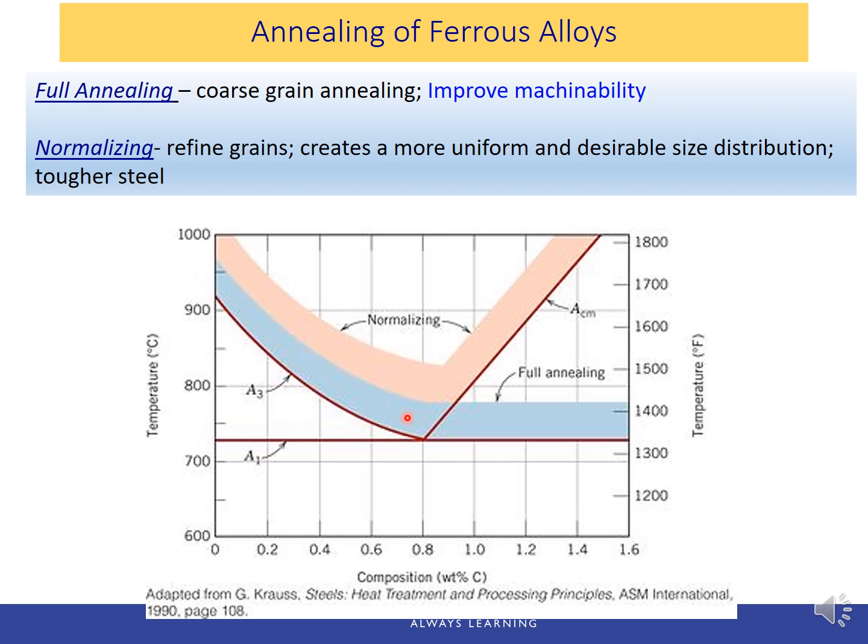So full annealing is also called coarse grain annealing, which will result in bigger grain sizes, and the result will be improved machinability or ductility. Whereas normalizing will result in refined grain size or smaller grain size. And it also creates a more uniform and desirable size distribution. And the result will be tougher steel.